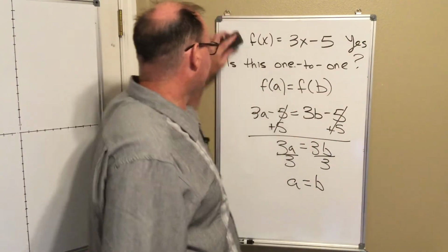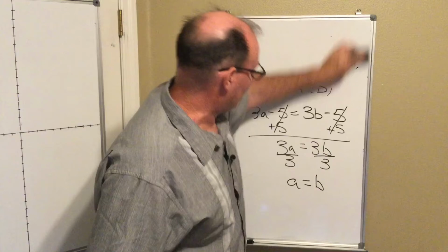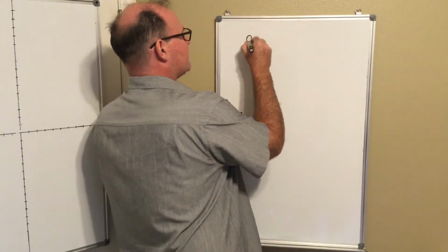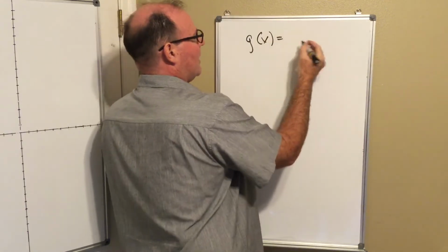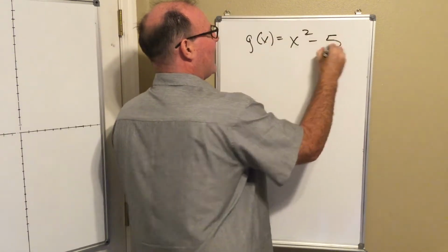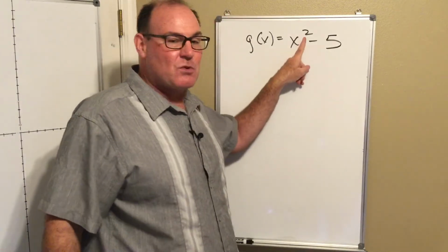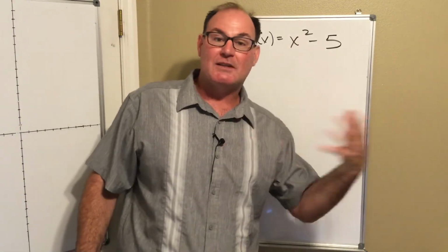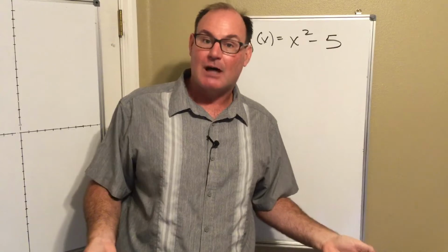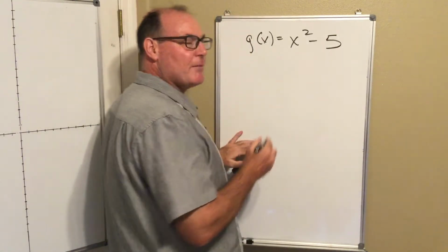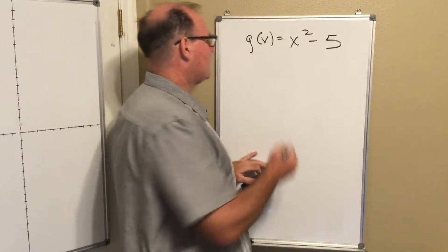Here's another example. I'm going to change the function. So this time, I'm going to do this for the function g(x) = x squared minus 5. Now, spoilers, we know x squared is a parabola. And I showed in the last video graphically that a parabola is not one-to-one. How do I know that from the algebra? Well, here we go.